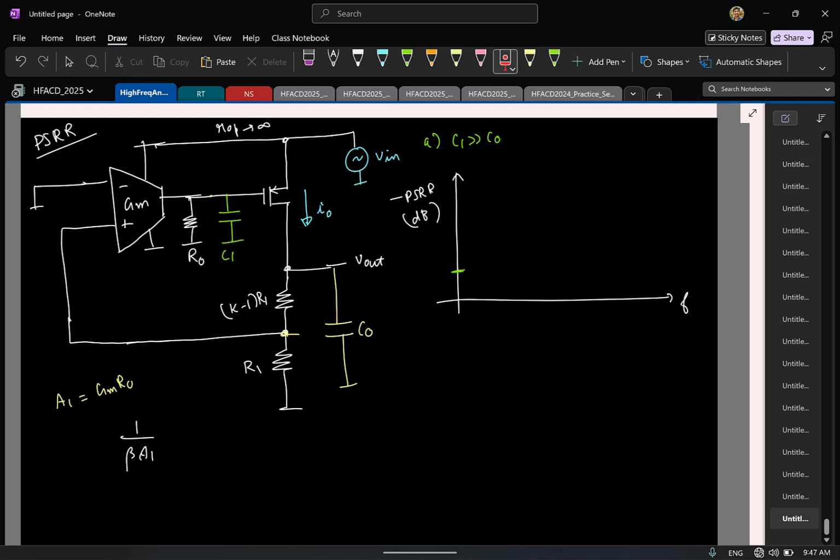Now as I keep increasing frequency, what will happen first? C1 starts to behave like a short circuit. Now this gate is incrementally short, and I am applying V in at the source. What kind of configuration is this now? Common gate. So I apply the input at the source. What will be the current now? And what will be the output now?